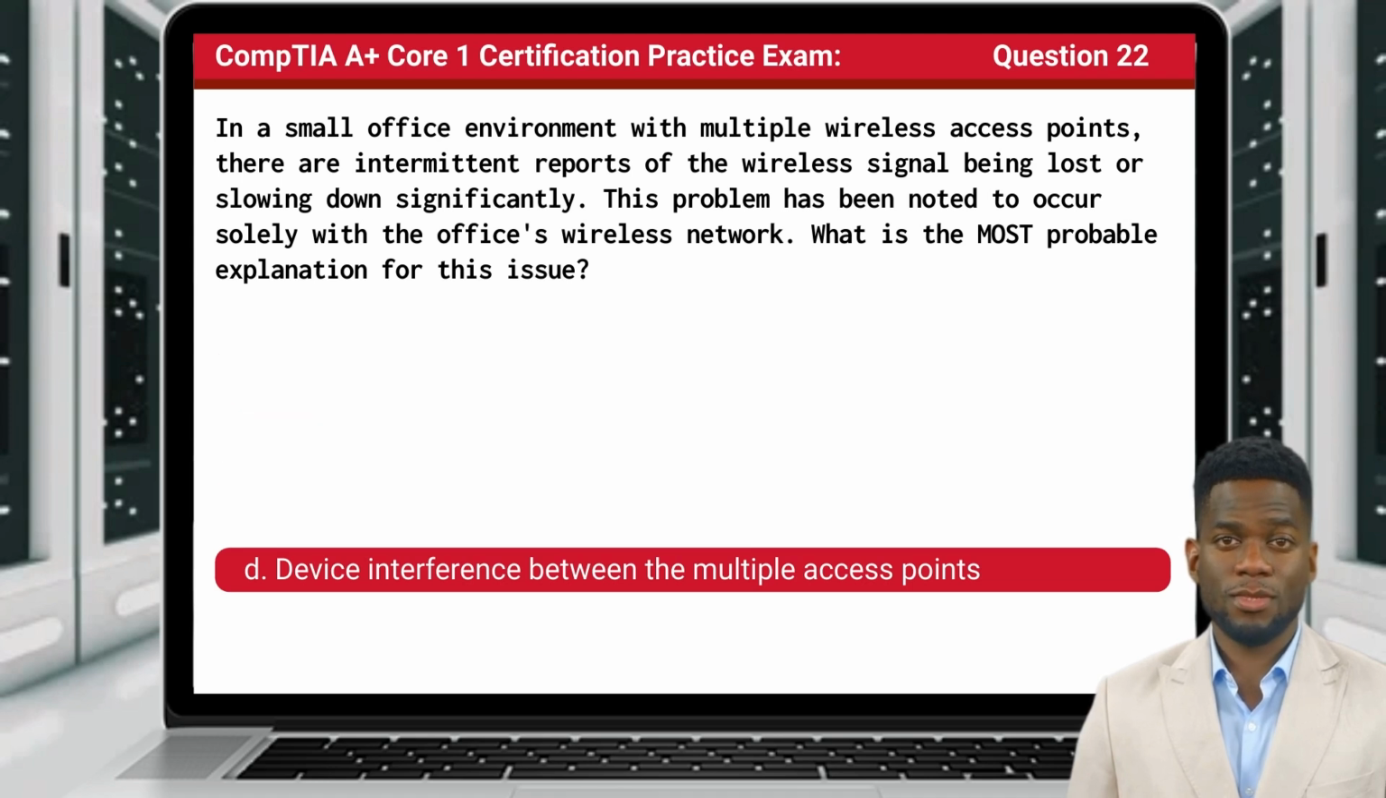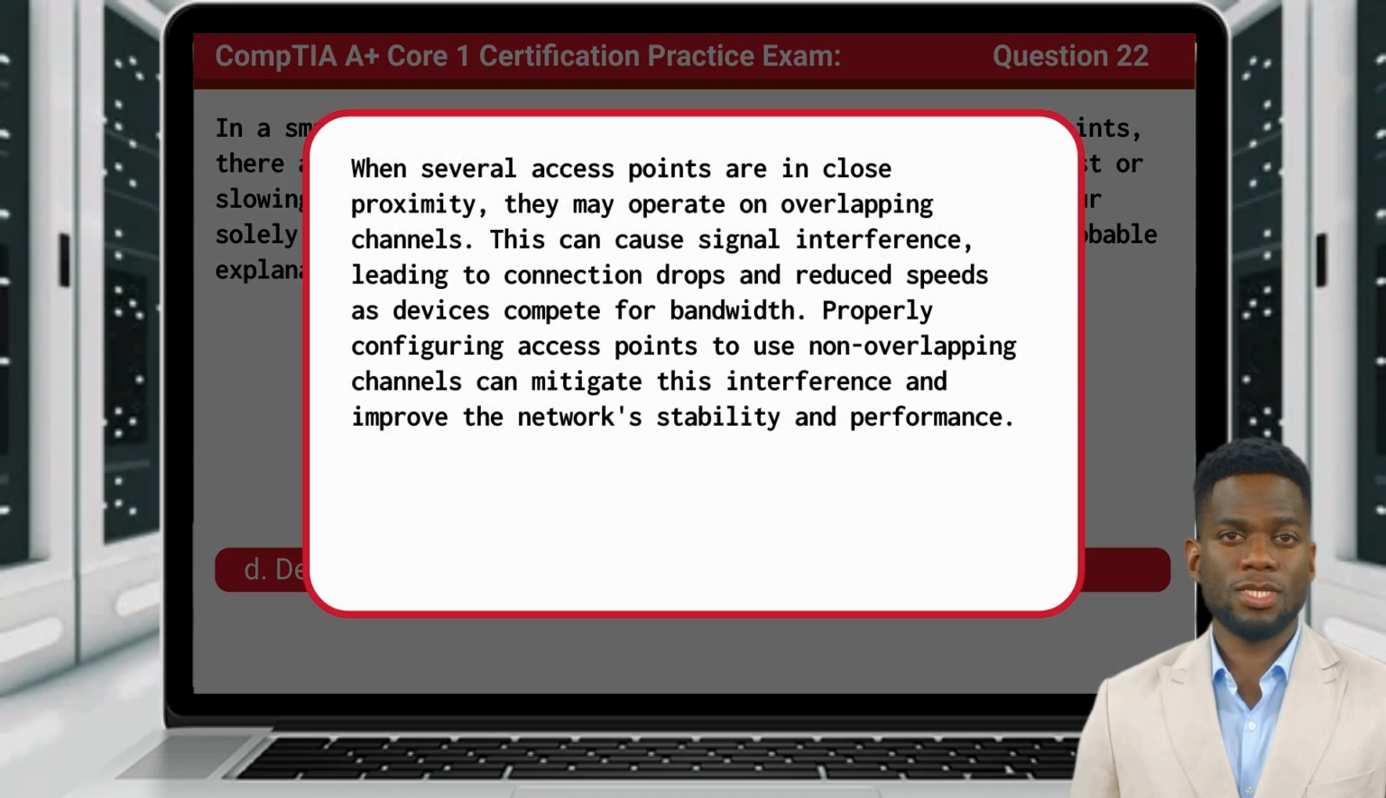The answer is D. Device interference between the multiple access points. When several access points are in close proximity, they may operate on overlapping channels. This can cause signal interference, leading to connection drops and reduced speeds as devices compete for bandwidth. Properly configuring access points to use non-overlapping channels can mitigate this interference and improve the network's stability and performance.